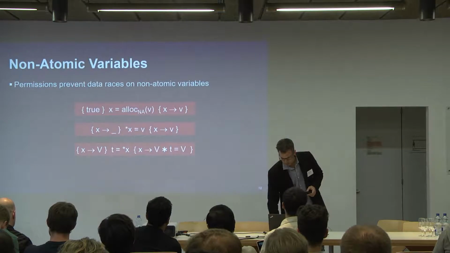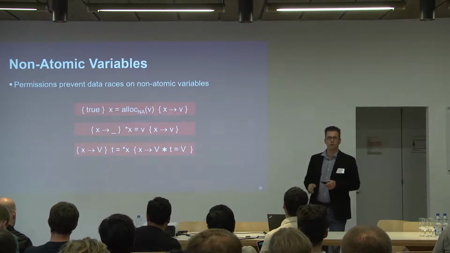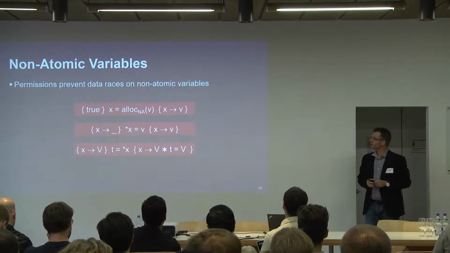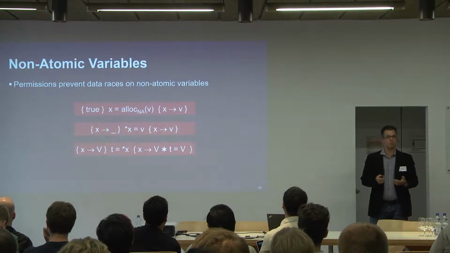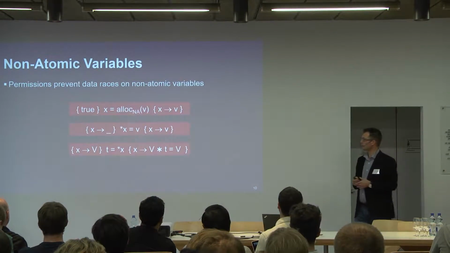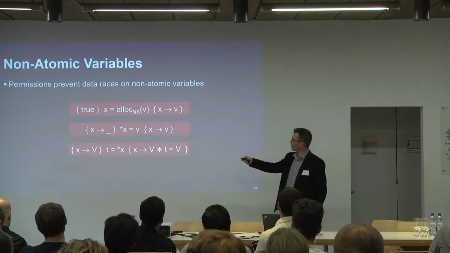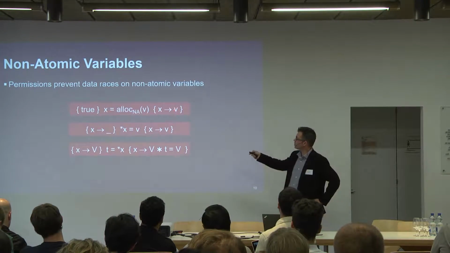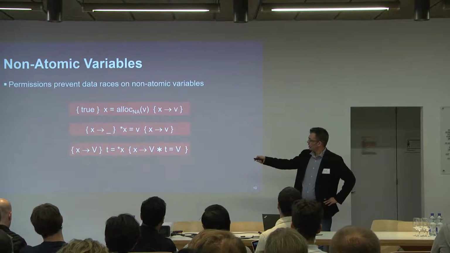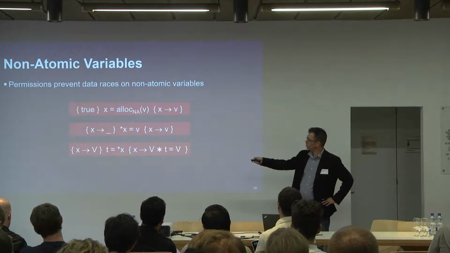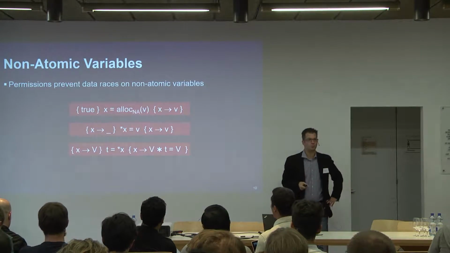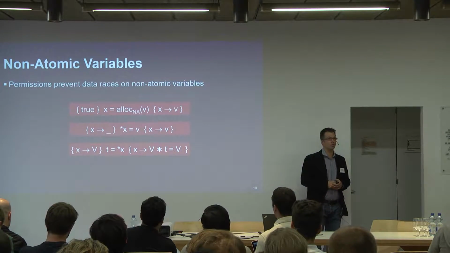Let me quickly show you some of the main ideas. For the non-atomic variables, the situation is very simple. The proof rules are exactly the rules of separation logic. When you allocate a variable, you get the permission to access it. In order to write it, you need the permission. In order to read it, you also need the permission. So this is just what you expect for non-atomic variables.